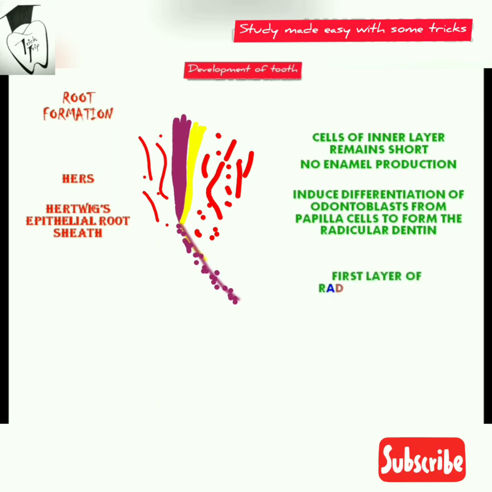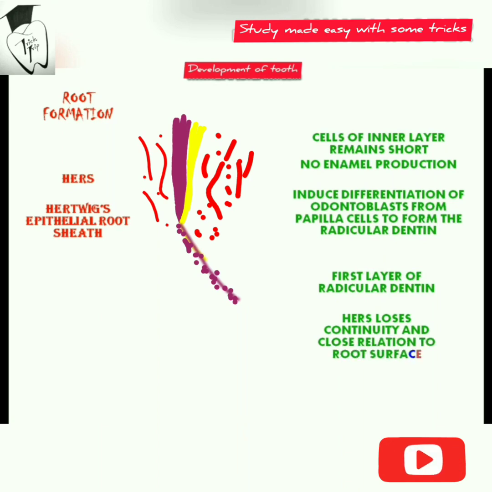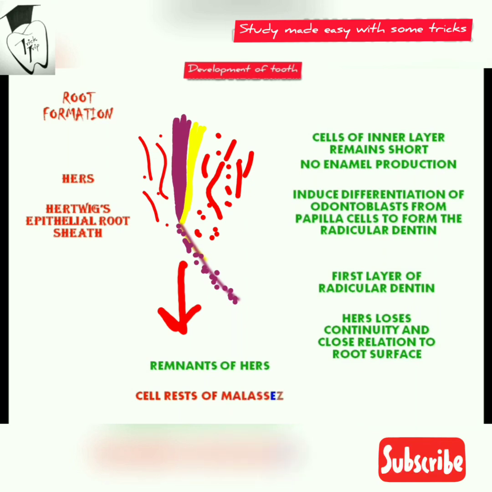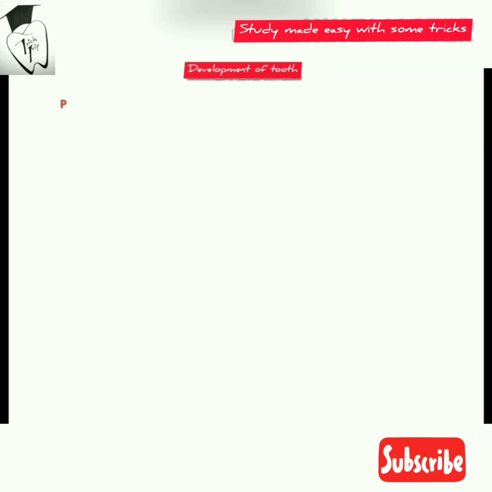When the first layer of dentine has been laid down, Hertwig's epithelial root sheath loses its structural continuity and close relation to the root surface. So the remnant persists as an epithelial network of strands or clumps near the external root surface, and these epithelial remnants are called the cell rests of Malassez. Again, it's very important.